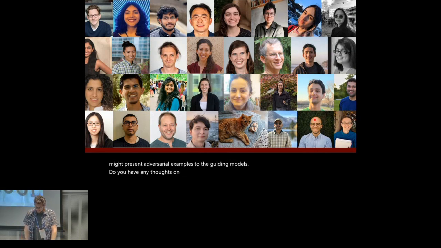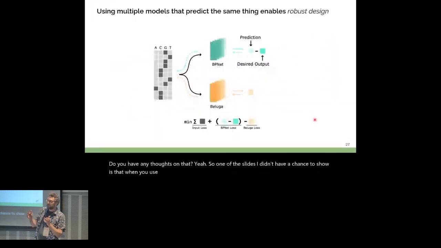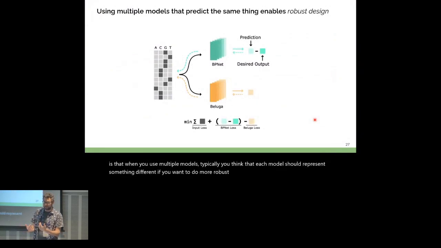Yeah, so one of the slides I didn't have a chance to show is that when you use multiple models, typically you think that each model should represent something different. If you want to do more robust design, kind of like what you're talking about, one of the things you can do is use multiple models that all make predictions for the same thing, so that the edits you make have to be agreed upon by all of the models being used. So you're bringing up a great concern with design. You don't want to push the models out of distribution, and there is no silver bullet that completely solves it, but this sort of robust design actually can help quite a bit.